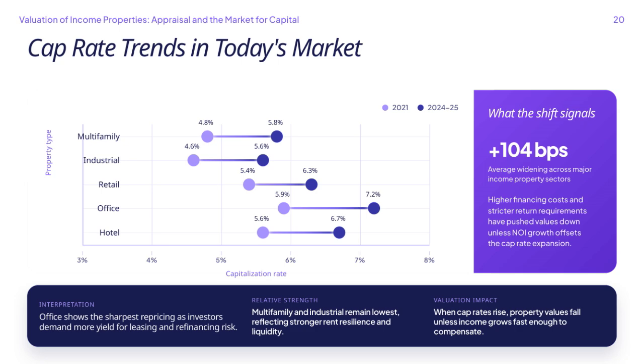signals that higher financing costs and stricter return requirements are pressuring property values downward unless net operating income growth can offset this cap rate expansion. The office sector shows the most significant repricing due to the additional risks investors perceive in leasing and refinancing. However, multifamily and industrial properties demonstrate relative strength, maintaining the lowest cap rates thanks to more resilient rents and better liquidity. Importantly, as cap rates go up, property valuations generally decline unless income growth can keep pace. This balance between cap rates and income growth is crucial for understanding the current appraisal and investment environment in income properties.